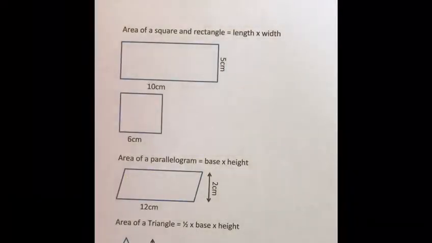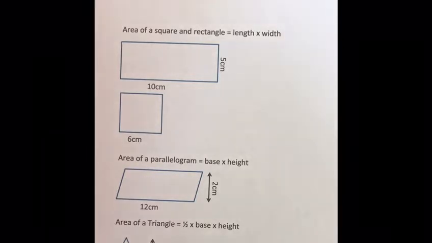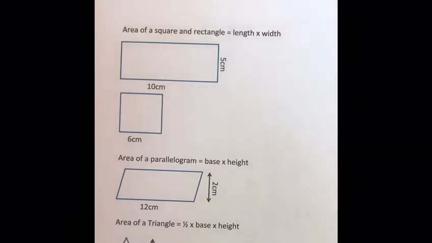Today's lesson is on finding the area of some shapes. The most important thing with area is that you use the correct formula for the shape you have. I'm going to start with the square and the rectangle. The reason I'm doing these together is because the formula to find the area is the same. You multiply the two sides together.